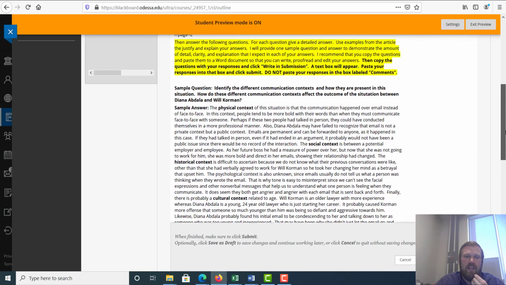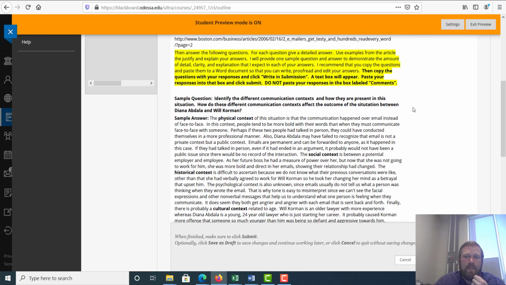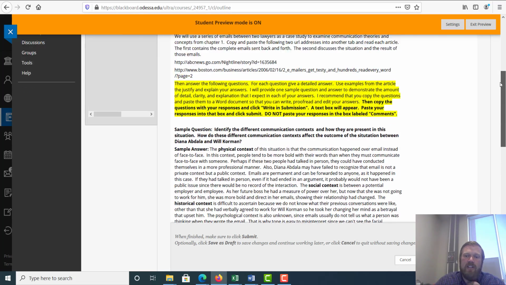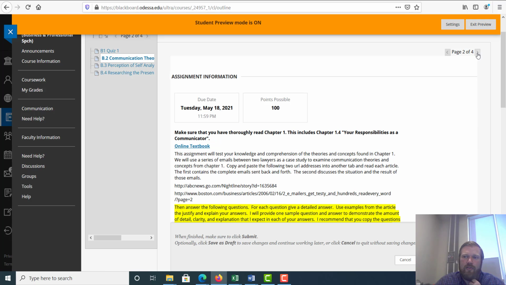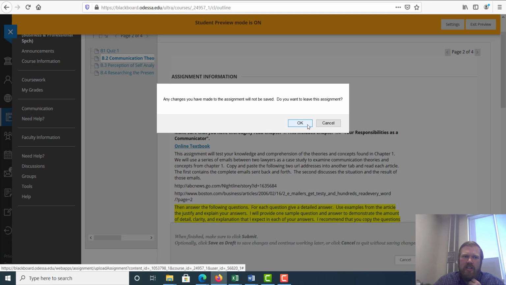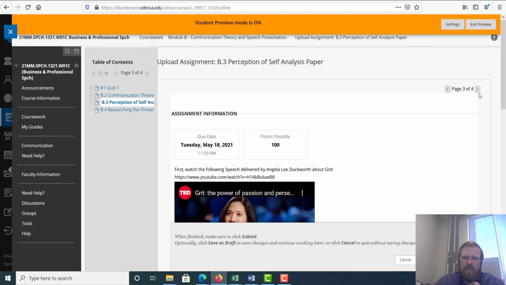There's 2 questions on it, and pretty straightforward. We want to make sure we use as many terms as we have so that I know you're doing that writing. That gets us to B3, which is perception of self-analysis paper.